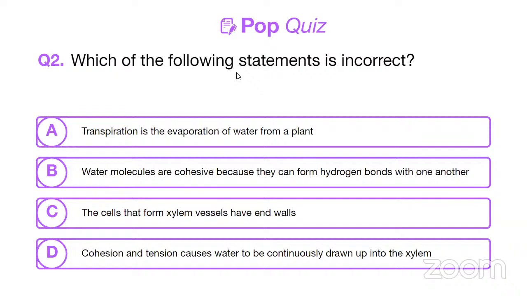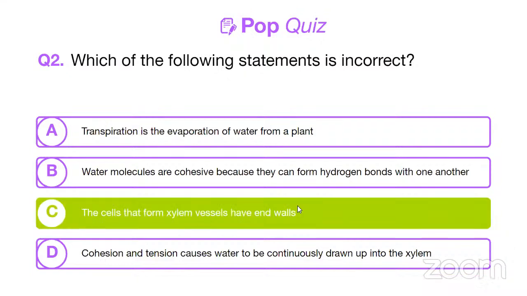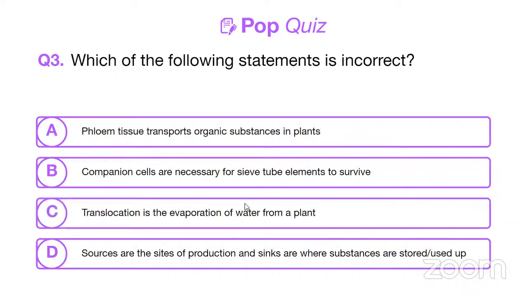A, C, between C and A for some people. C, couple of Cs. Let's find out. Yeah, it's C. Remember, xylem vessels have no end walls, which allows for continuous flow of movement through the xylem. Okay, last question, I think.